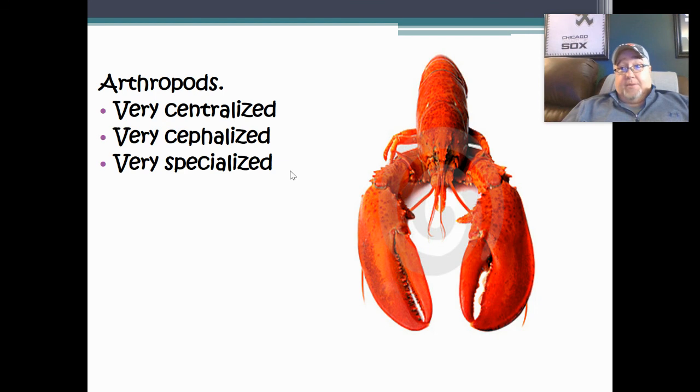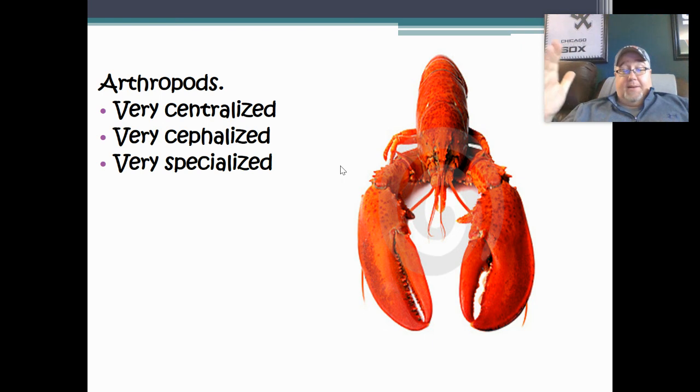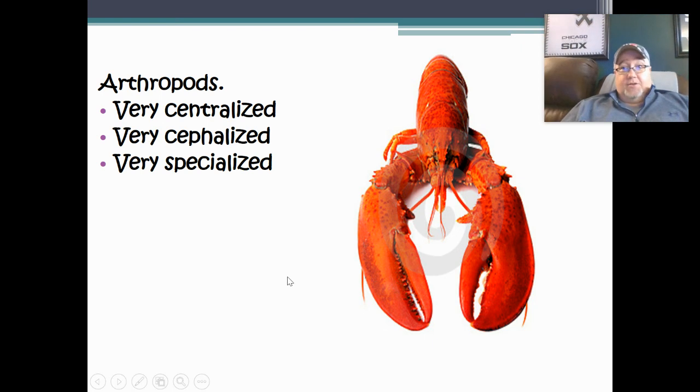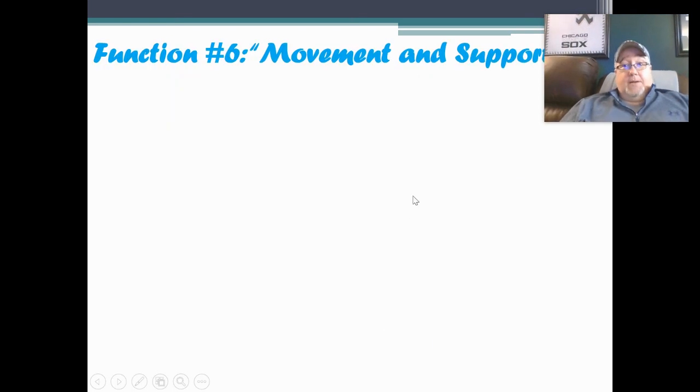Arthropods, here's an example of an invertebrate that is very centralized, very cephalized, and very specialized. So as you move up the animal kingdom, you tend to see those trends start to appear.